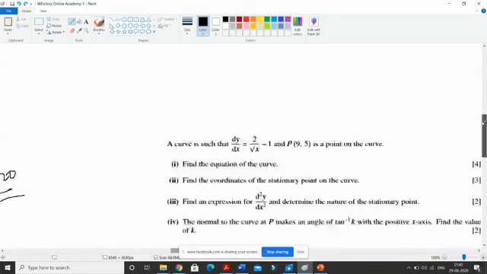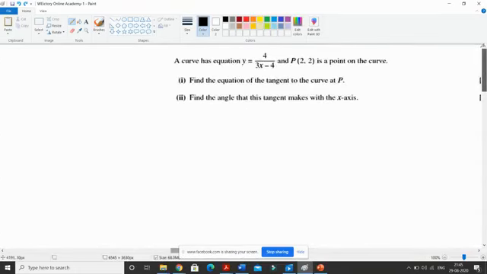Okay, let's move to the next question. Y is given. The point (2, 2) is a point on the curve. Find the equation of the tangent to the curve. So the equation of the tangent you can find by finding the gradient, and gradient is dy over dx. So y is equal to 4 times (3x minus 4) to the power minus 1. This is the y given. So we need to find dy over dx.